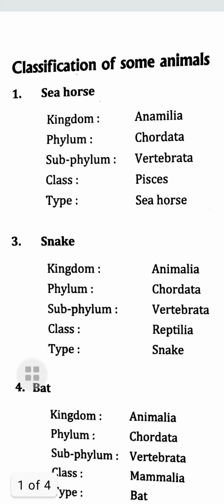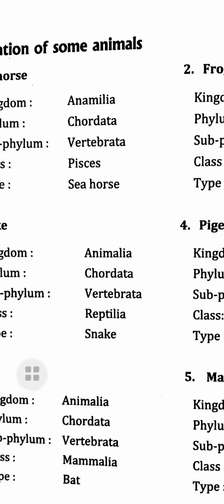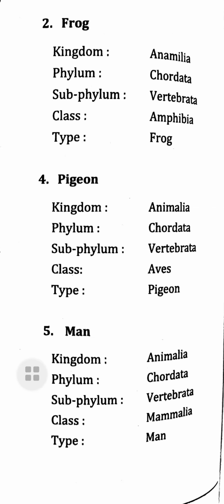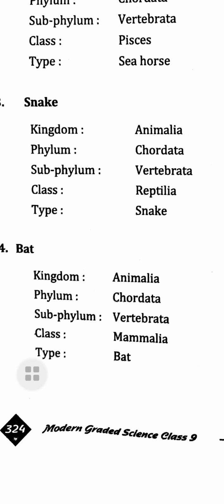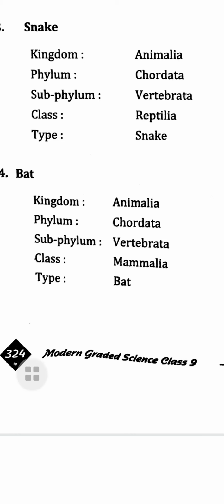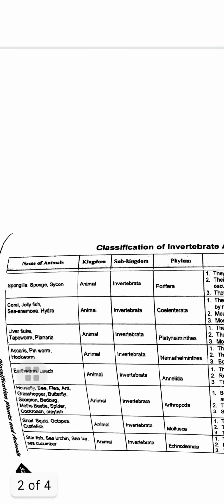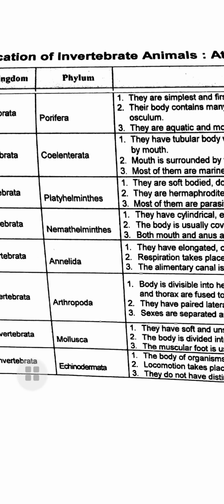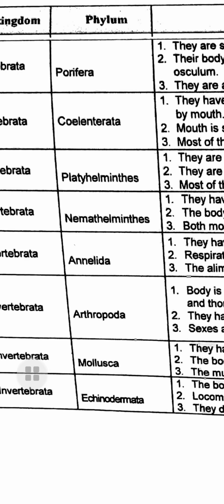So, what have we discussed here? One animal of Pisces, one animal of Amphibia, one of Reptilia, one of Aves, and two of Mammalia. So, in case of Vertebrata, kingdom, phylum, subphylum are the same. Class is different. Dear students, now here is one chart. Can you see? Classification of invertebrate animals at a glance is given. Could you remember the different phyla of invertebrates?